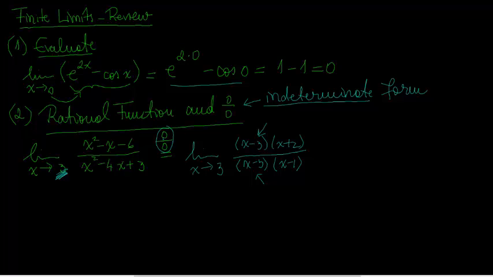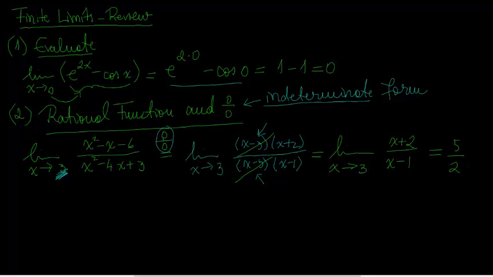So in order to overcome this hurdle when I'm dealing with a rational function, we're going to factor and we're going to cancel the source of the 0 over 0, namely this parenthesis of x minus 3. So what I'm left with in this case is the limit as x approaches 3 of x plus 2 over x minus 1. And now if I evaluate at 3, I no longer encounter a hurdle. I simply get 5 over 2, and this is the answer to my limit.